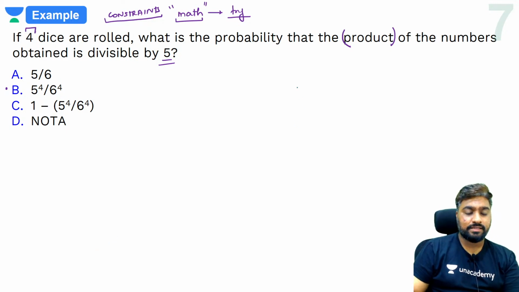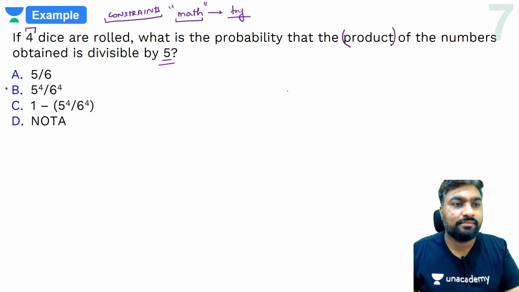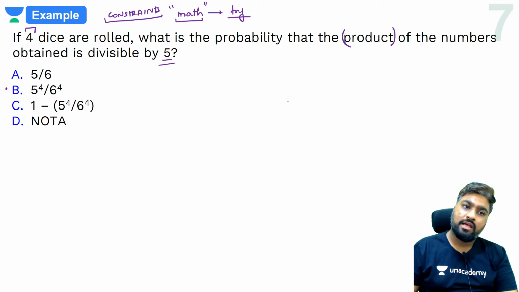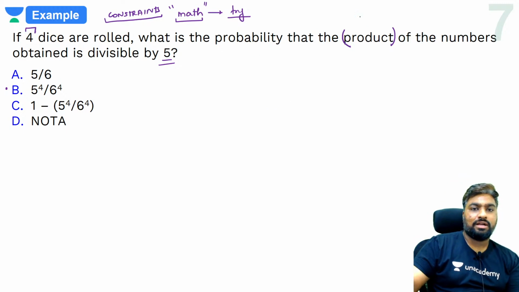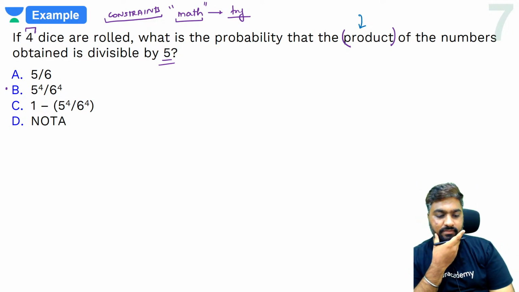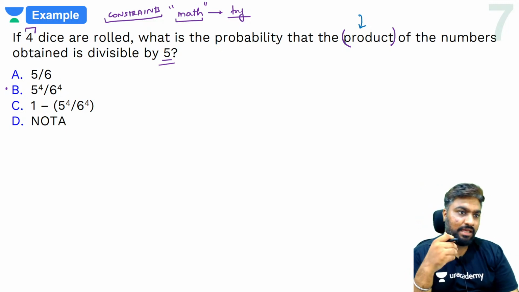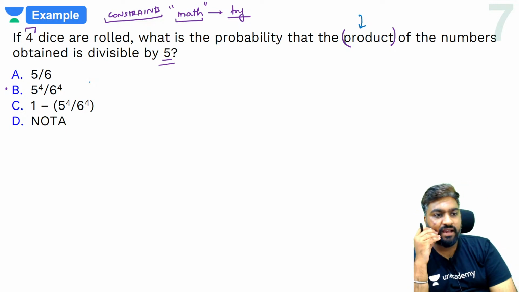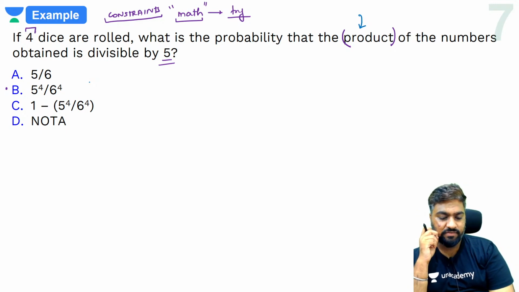Yes guys, others? Product must be, what are they saying? Product must be divisible by 5. Janvi also says B. 5 to the power 4 by 6 to the power 4. Okay.